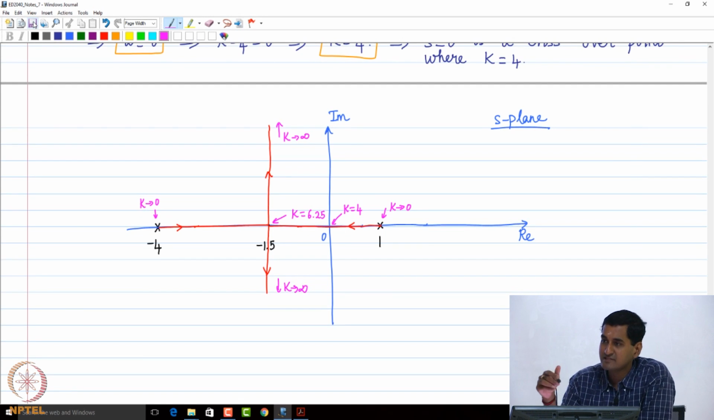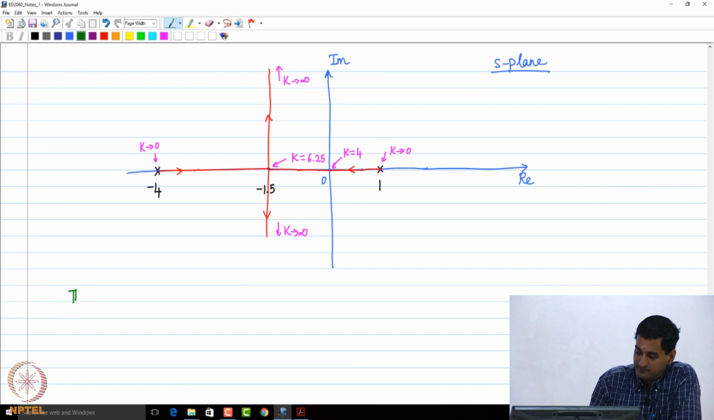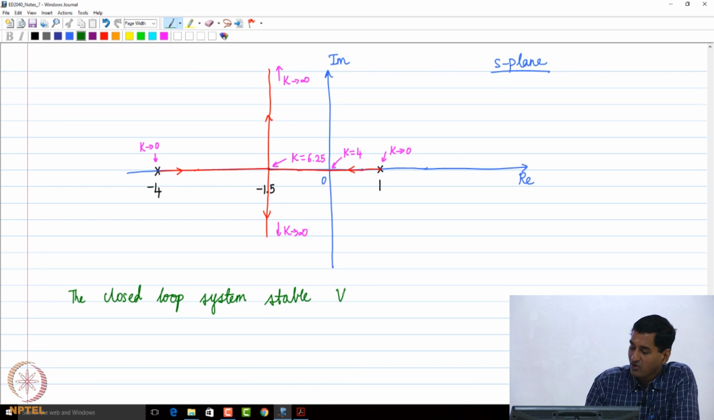So, using all the steps, have we used all the steps? Yes. We have marked all the critical aspects of the root locus, and immediately we can see from the root locus that the closed loop system is stable for all k.